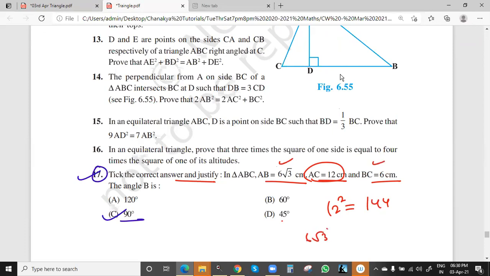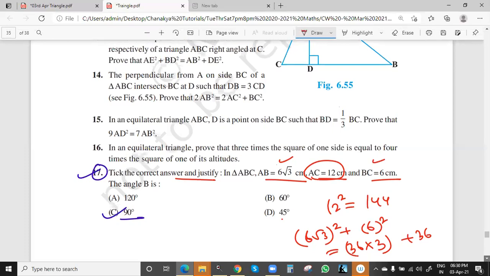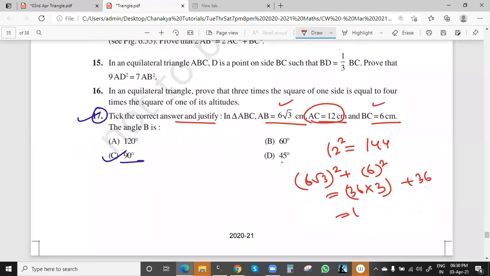So 6 root 3 squared, and for the remaining two sides, 6 squared, we can add. So this will be 36. 6 squared is 36, and 36 into 3 root 3 squared, 3 plus 36. So this will get 108. 36 threes are 108, plus 36, 144. Okay, good. That is the same.